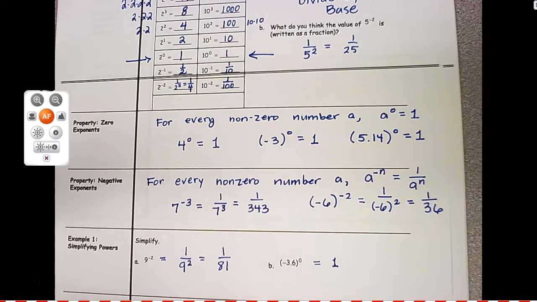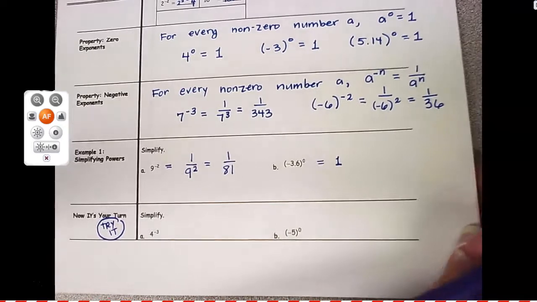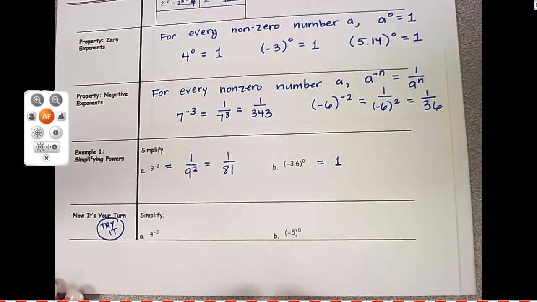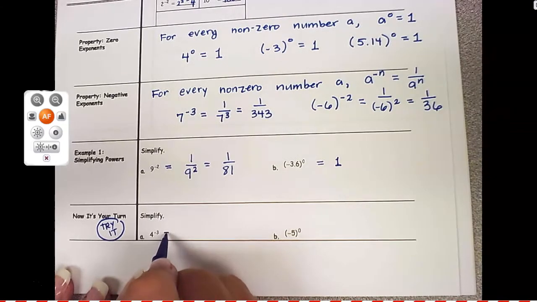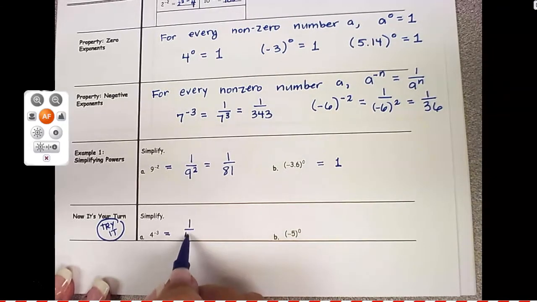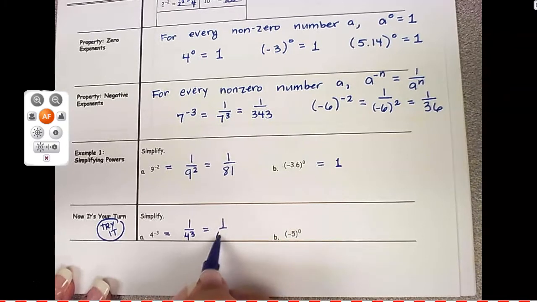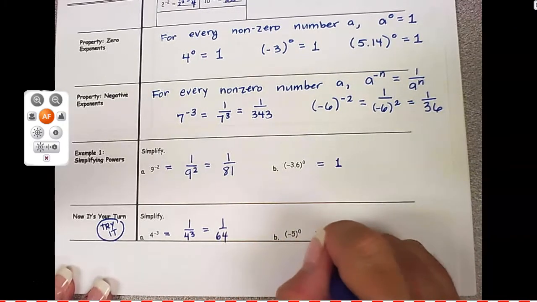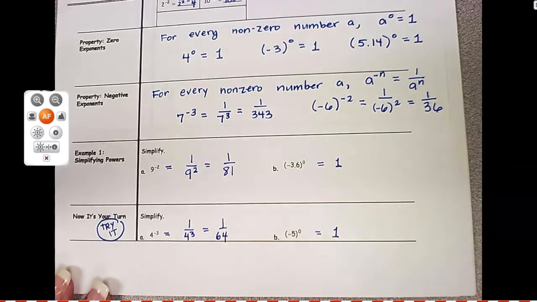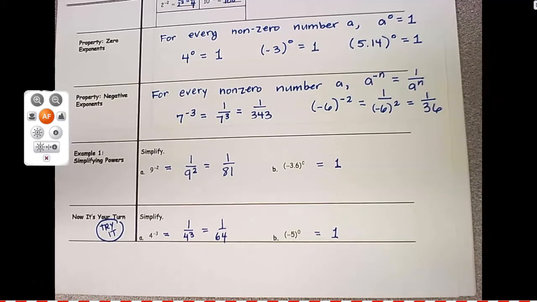And here, now it's your turn. We call these the try it problems in my classroom. And so here is where you're supposed to pause the video and try on your own. I'm going to go ahead and work these out. 1 over 4 to the third gives me 1/64. And negative 5 to the 0, those are easy. Anything to the 0 power is equal to 1.